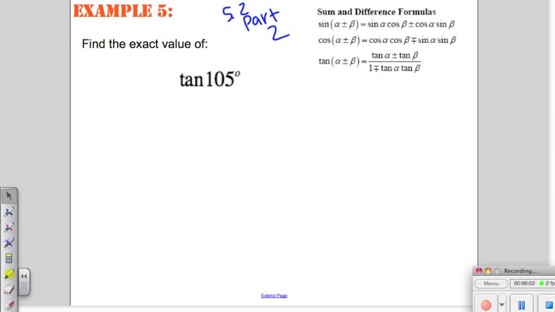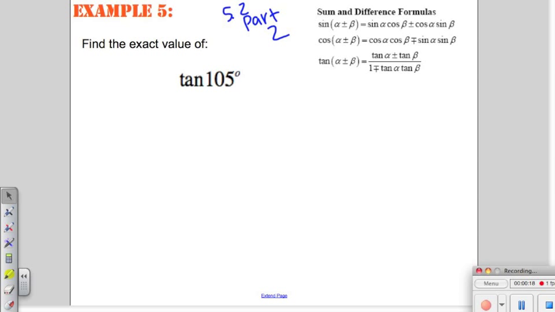This is video 5.2, part 2. We're going to continue finding exact values using our sum and difference formulas. And towards the end, we're going to verify some identities, also using those formulas. Right now, we're going to start by taking a look at the tangent.